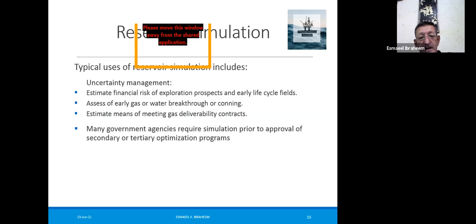It can estimate the means of meeting gas deliverability contracts. Are you meeting the contract or not? The simulation will show you. Many government agencies require simulation prior to approval of secondary or tertiary optimization programs, in order to be sure that you are investing your money in a good situation, in a good reservoir, and you have approval that you are investing well in this reservoir.